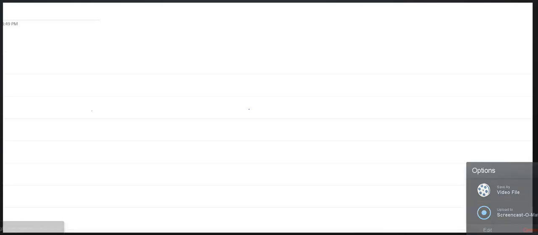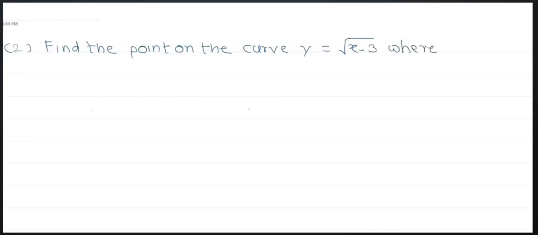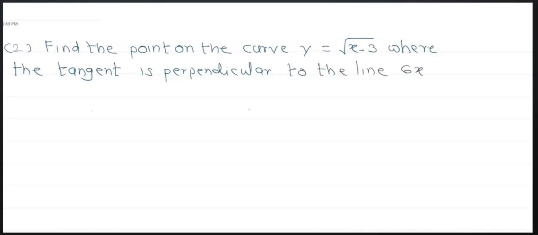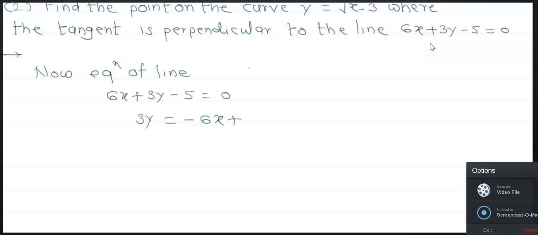Now the next is question number 2: find the point on the curve y is equal to root of x minus 3 where the tangent is perpendicular to the line 6x plus 3y minus 5 is equal to 0. Now the given tangent is perpendicular to this line. Therefore, we will find the slope of this line and take its negative reciprocal. That will be the slope of the tangent.